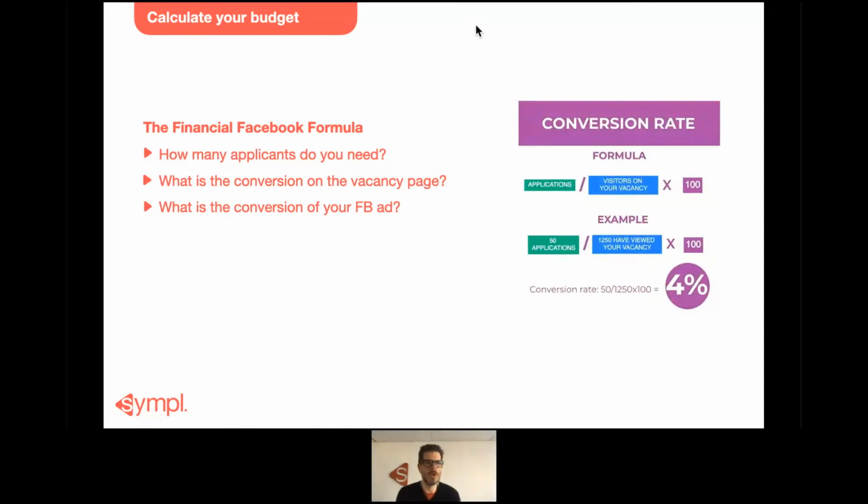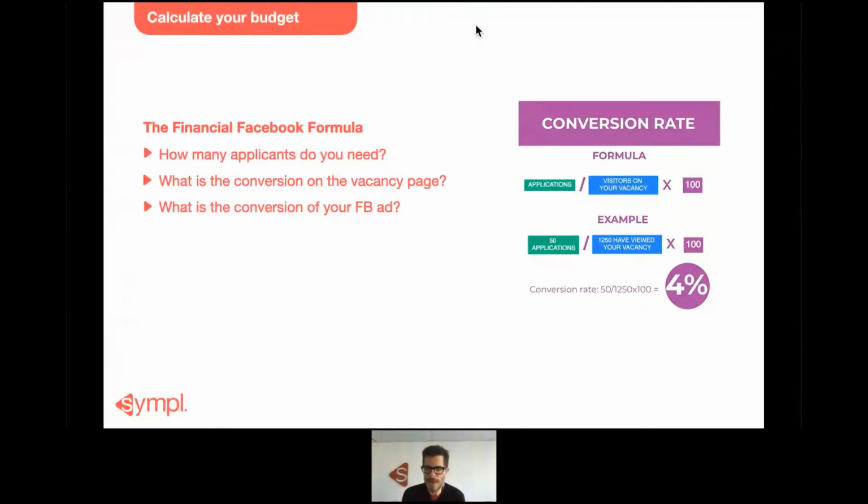Maybe to explain what a conversion rate is in a bit more detail, it's a very easy formula. You have the number of applications divided by the total visitors on your vacancy, and then you multiply that by 100. So if you have 50 applications and 1,250 people have visited your website, your conversion rate is about 4%.